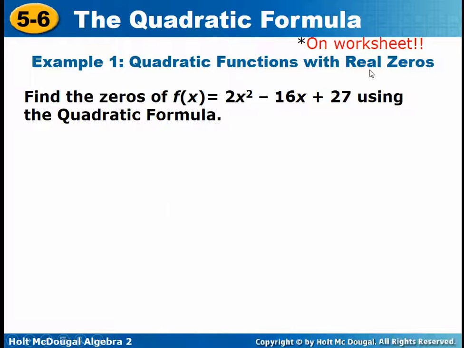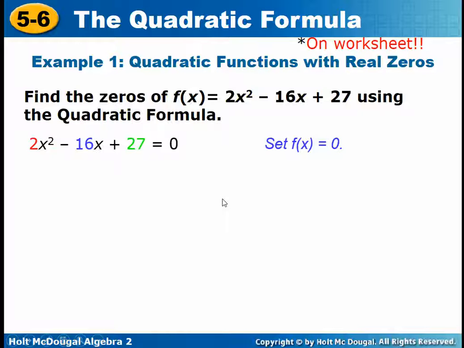All right, let's look at an example. This is one of the problems from your worksheet, so you might want to take a minute, pause the video, and find where this problem is on your worksheet, and then you could do it along with the video. All right, so we have f of x equals 2x squared minus 16x plus 27. Check and see if that's written in standard form. Let's see, we've got something x squared minus something x plus, yep, it's in standard form.